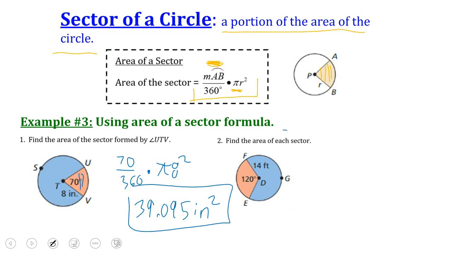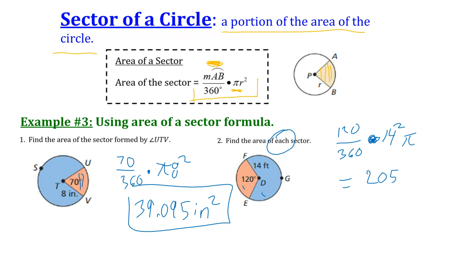Find the area of each sector. So now you need to find not only the red, but the blue also. So it's two problems. One of them is going to be 120 divided by 360 times 14 squared times pi. Yeah, that's a multiply symbol. Do all that in your calculator. You get 205.251 feet squared, because we're still talking about area.